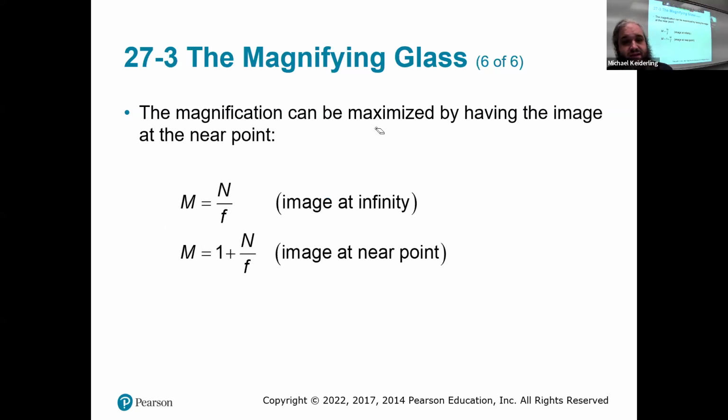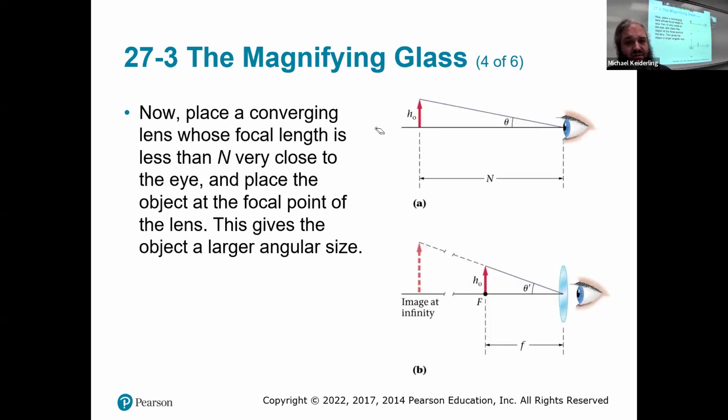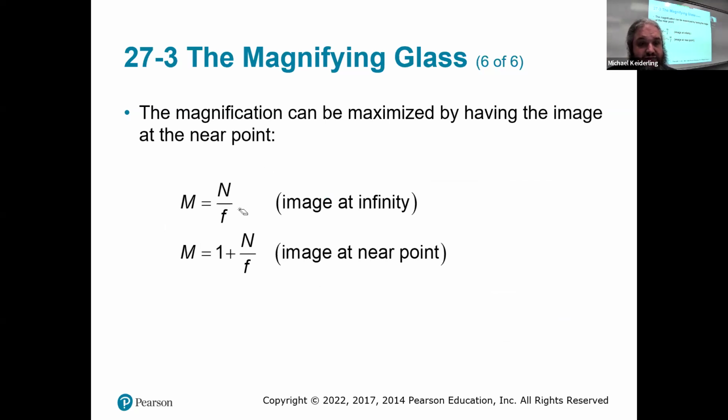So the magnification can then be maximized if you have the image at the near point. Instead of having the object at the focal point of the lens, you can futz around with things and put the image at the near point and get maximum magnification. So if the image is at infinity, magnification is n over f. If the image is at the near point, it ends up being 1 plus n over f.